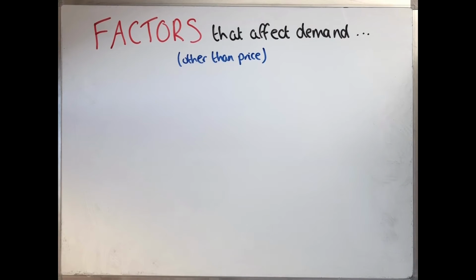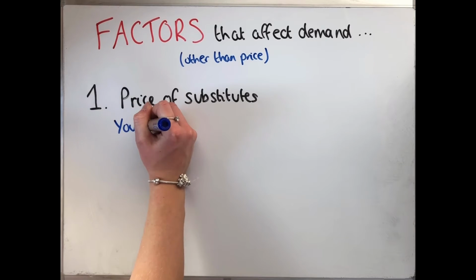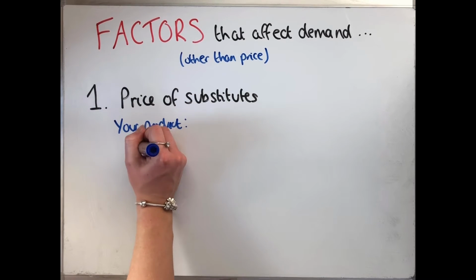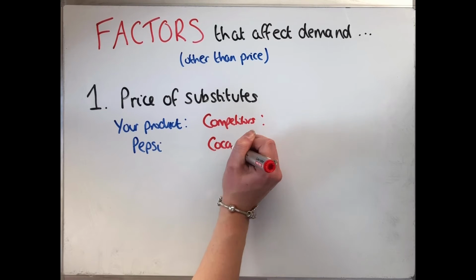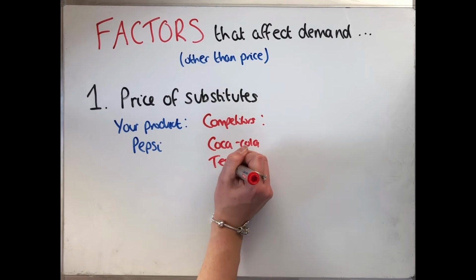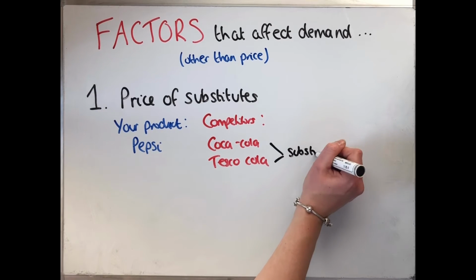So now we've looked at the demand curve, let's have a look at the factors that can affect demand other than price. The first factor that might affect demand is the price of substitute products. Substitutes are similar products offered by the competition. For example, your business sells Pepsi. Now your substitute products, so your competition, would be products such as Coca-Cola or Tesco Cola. And these products are substitutes.